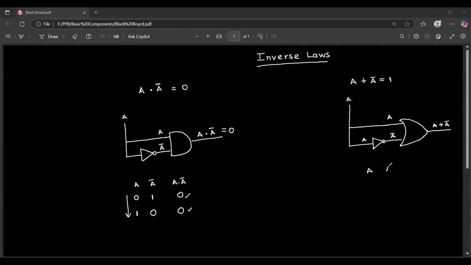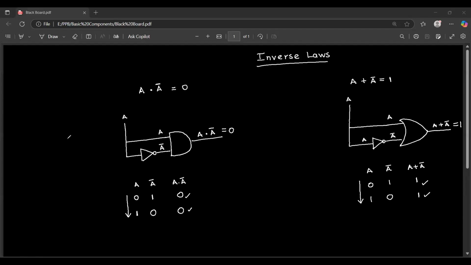So let's start. We have A, A bar, and then A plus A bar. If A is 0, A bar is 1. If A is 1, A bar is 0. 0 plus 1 is equal to 1. Remember the OR gate: even if one of the inputs is a 1, the output will be 1. Similarly, 1 plus 0 is also equal to 1. It doesn't matter what the input A is, the output is always 1. That is what we call the inverse law.